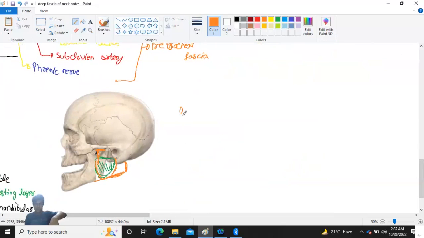So remember, to cover the parotid gland, two layers are present. The one is superficial, attached to which process? Zygomatic process. This is the zygomatic process.